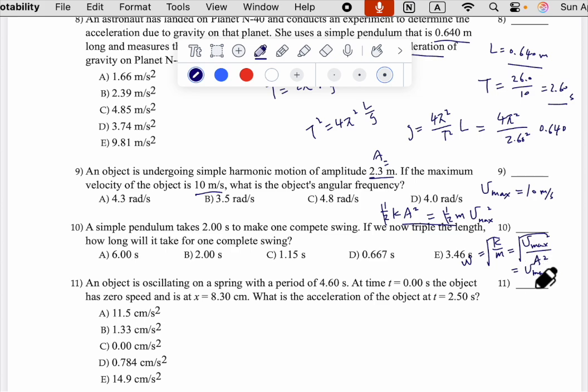So angular frequency equals v maximum over A. Given v maximum and A, the ratio directly is your angular frequency. 10 divided by 2.3 is a 4 point something, more than 4, less than 5. I guess it's 4.3. Anyway, you can calculate this. 10 divided by 2.3, yeah, it's about 4.3.